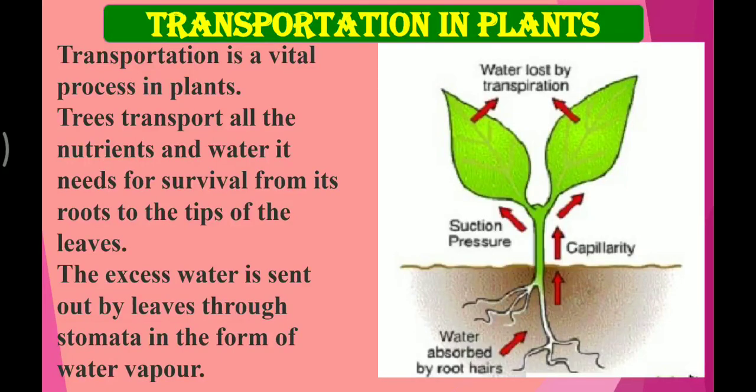The excess water is sent out by leaves through stomata in the form of water vapor. It is called transpiration. The loss of excess water through stomata from the plant is called transpiration. Root absorbs water, it sends to stem, and through stem it goes to leaves and all parts of the body. Whereas when excess of water is there, the leaf stomata opens and the water is sent out as water vapor. It is called transpiration.